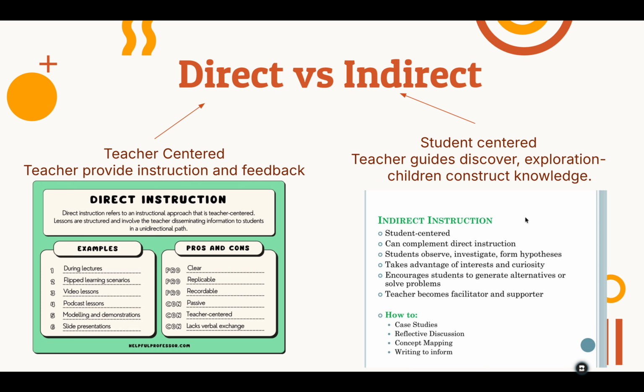Then indirect instruction is more student-centered. So the teacher guides the discovery, exploration, and children construct the knowledge. And so it is a complement to direct instruction. Students observe, investigate, they form a hypothesis. The teacher becomes the facilitator and the supporter. So again, like I said, we need to use a combination of direct instruction and indirect instruction, right?